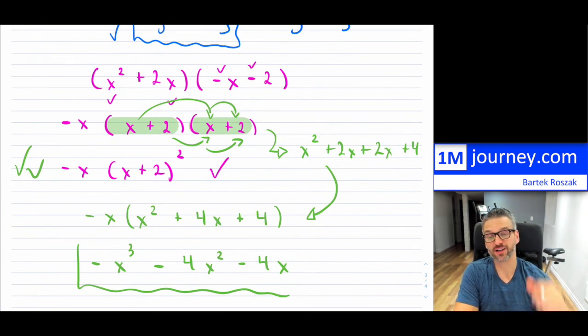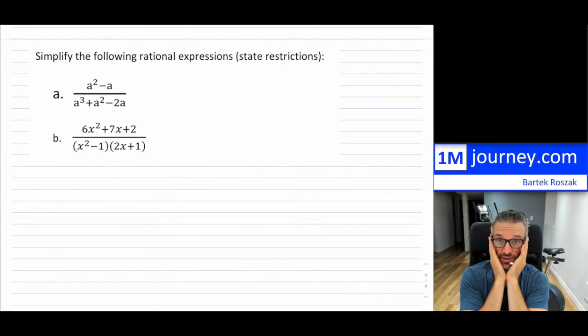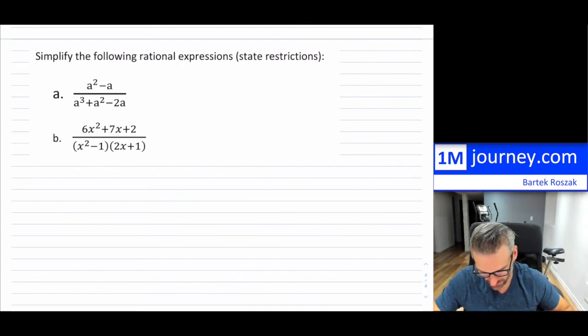All right, let's take a look at question number 3. In this third question, again, we have A and B, and it says simplify the following rational expressions, state restrictions. Well, restrictions are given on denominators, right? So we don't want to have a denominator of 0. So we'll do those restrictions. And the first thing we'll do, since we have to simplify, is try to factor these out first. And that's the first one right here.